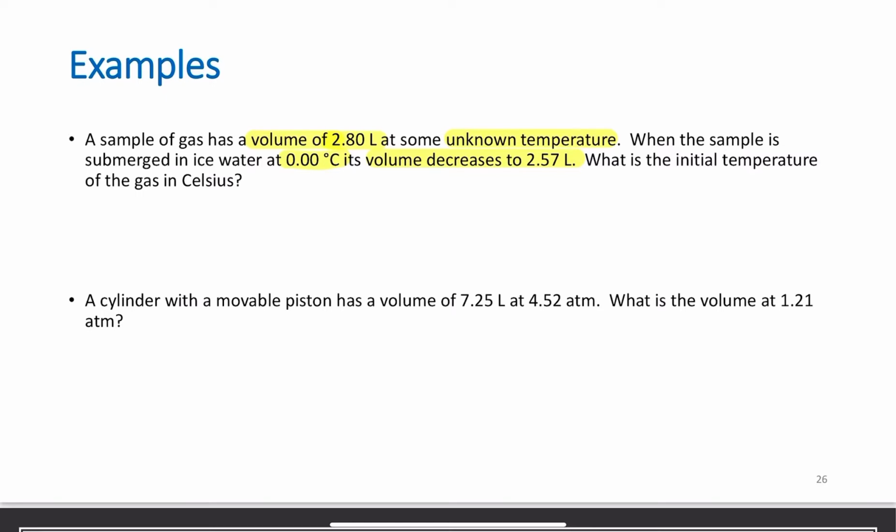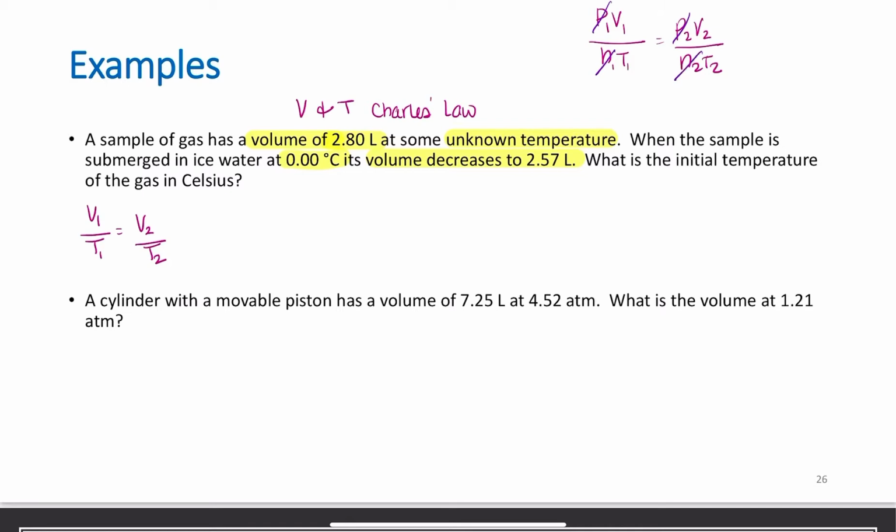You can do one of two things here. You can start off and just recognize that you're dealing with volume and temperature, which means Charles's law. And you can write out Charles's law: V1 over T1 equals V2 over T2. If you're not great at remembering all the laws, you could also write out your combined gas law, P1V1 over N1T1 equals P2V2 over N2T2, and recognize that it's only talking to you about volume and temperature, so you're going to cross out pressure and number of moles. It's going to get you the same equation.